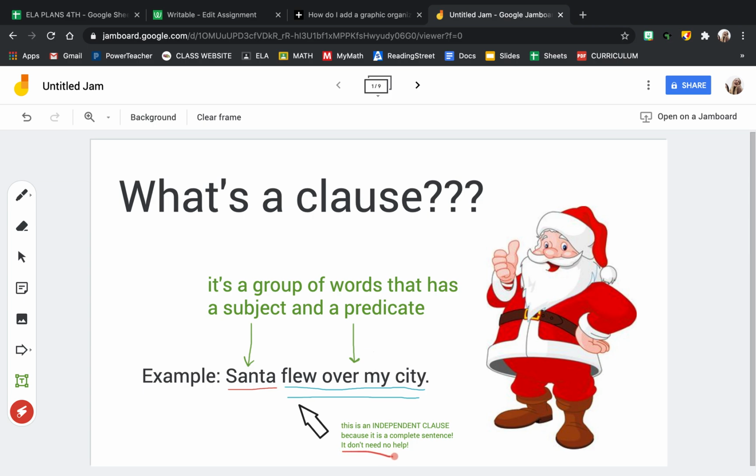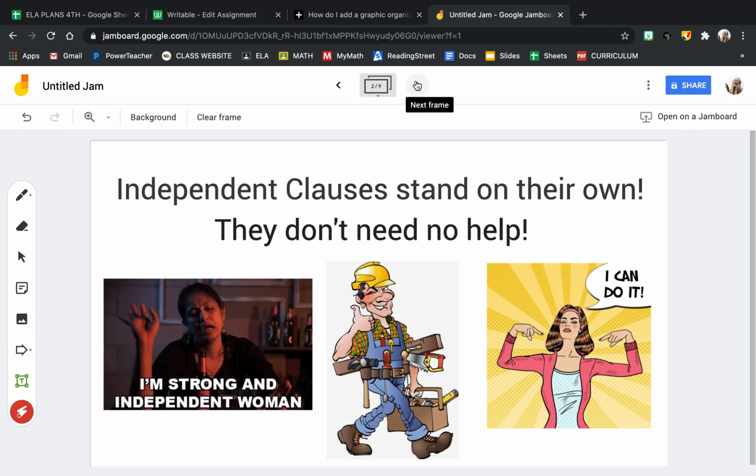This sentence doesn't need any help to be a complete sentence. It's a complete sentence by itself. So it's independent. Independent clauses stand on their own. They don't need any help. They are independent on their own. They tell a complete thought or a complete sentence on their own.